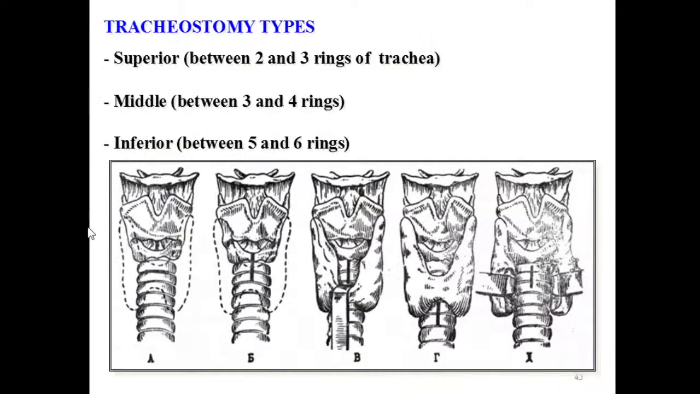So, tracheostomy types: we divide them into superior, middle, and inferior, depending on between what rings the hole, the foramen, is made.